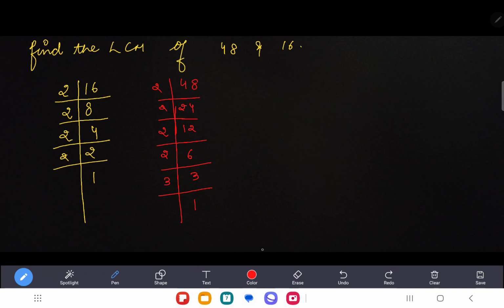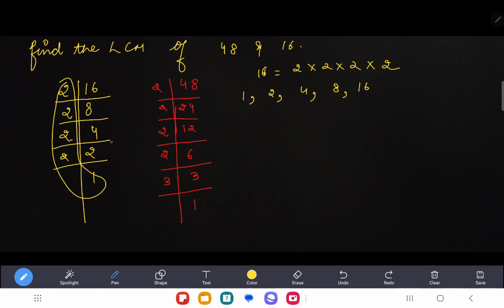So you write down 16. 16 is what, Adam? 16 is 2 times 2 times 2 times 2. So you write down 16 as a product of these all, right? So here, what are all the possible factors of 16? It is 1, then 2, then 4, then 8, then 16, isn't it? These are all the factors of 16.